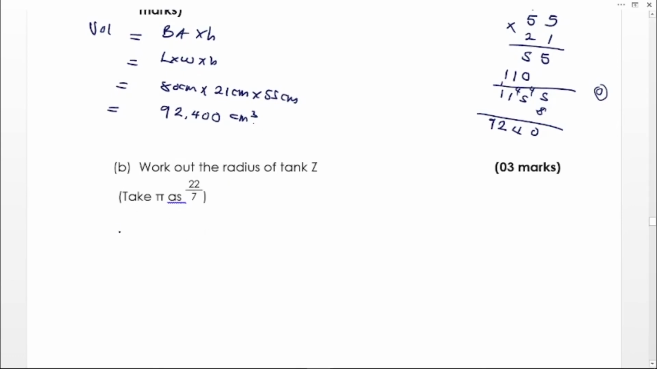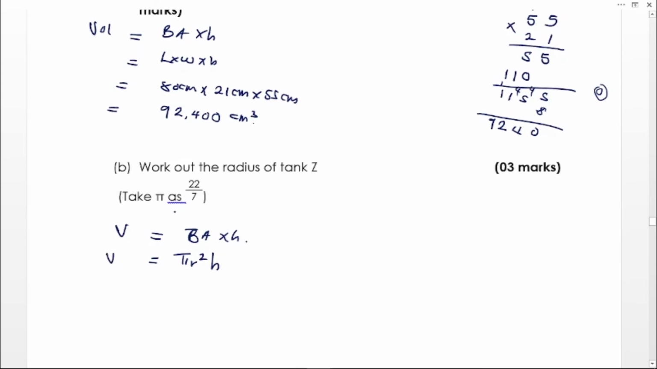Now, how do you get the volume of that cylindrical tank? The volume of the cylindrical tank is given by base area times its height. What is its base area? The circular form, which is pi r squared, times the height. Now, what do you know about this? They have given us pi, we have the height, we don't have the radius.